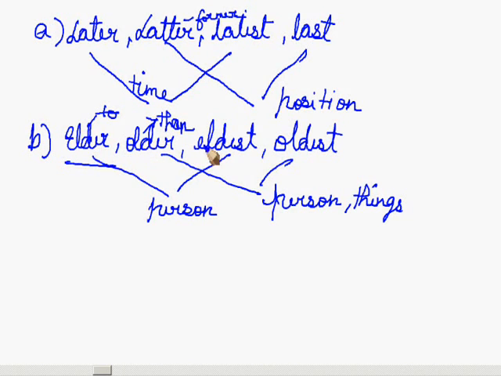If we are talking about eldest, Tom is my eldest son. If I am speaking about oldest, then Rama is the oldest boy in the 11.